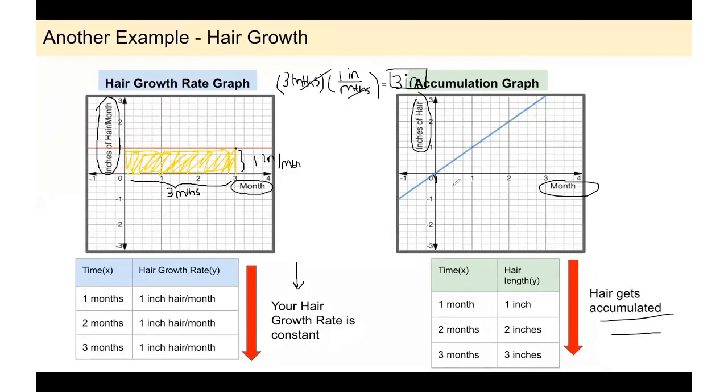So if you go to your accumulation graph after 3 months, you go up, trace up, up, up, and you'll see that it's barely there, kind of gets cut off, but this right here is 3 inches of hair. So again, when you multiply or when you find the area, it gives you the accumulation graph. Let me also write that down. Area of the rectangle gives you total accumulation. Exclamation points. That's just a tremendous connection to our big idea there.